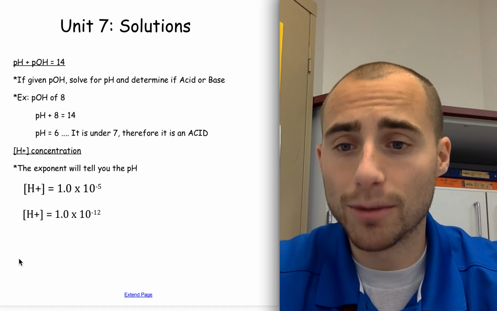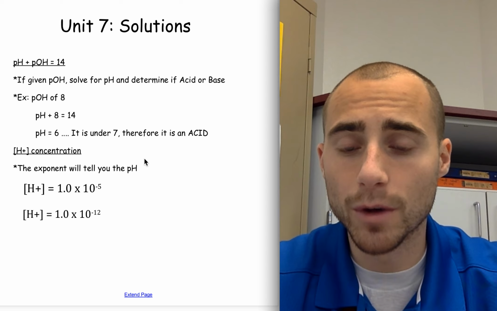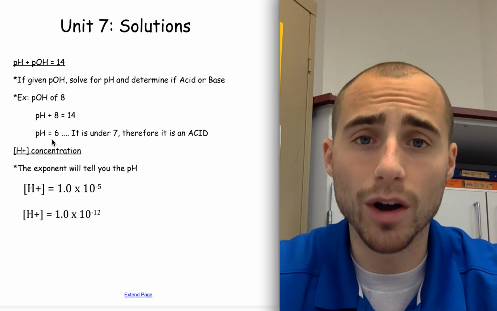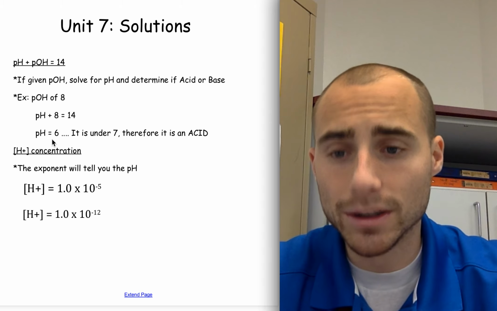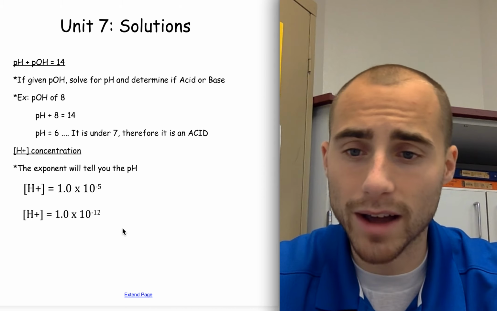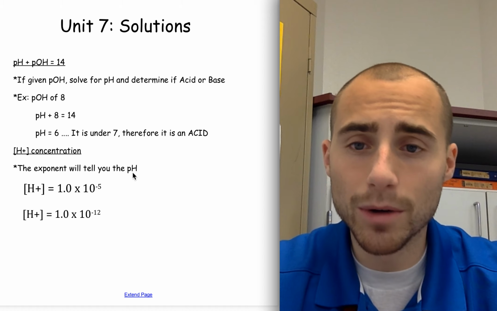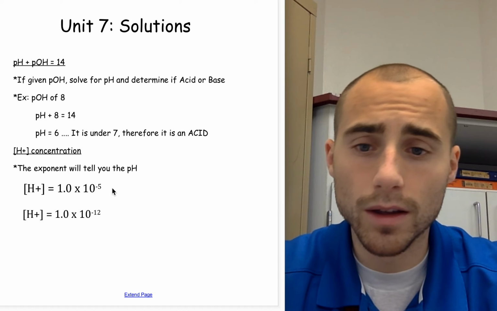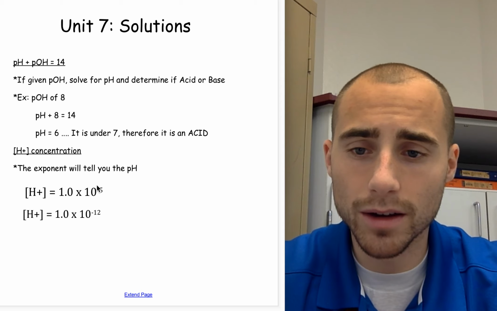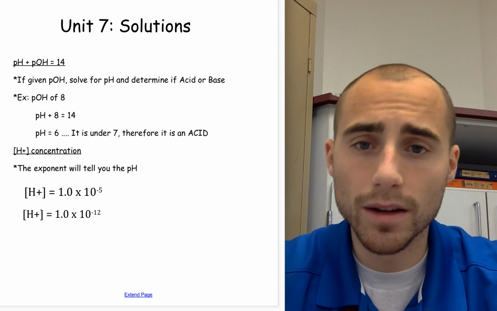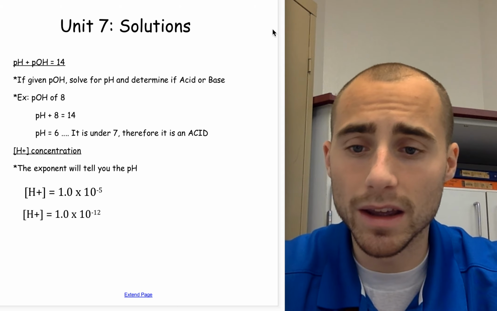When referencing H plus concentration, this is what's going to be the focus on the test. We won't really get into OH minus concentration, so really just focus on H plus or hydrogen ion concentration. The exponent is going to tell you the pH. So this right here, the exponent, that is going to tell you the pH.